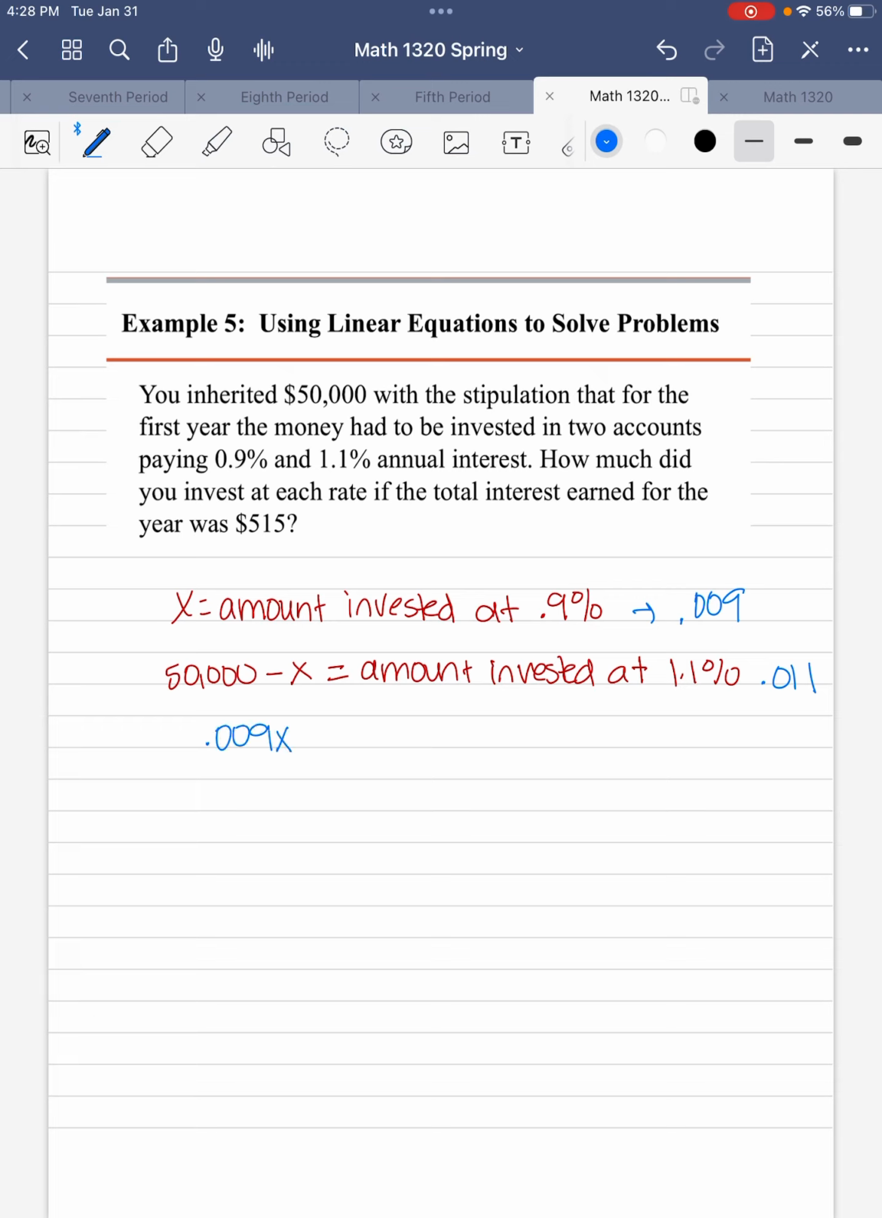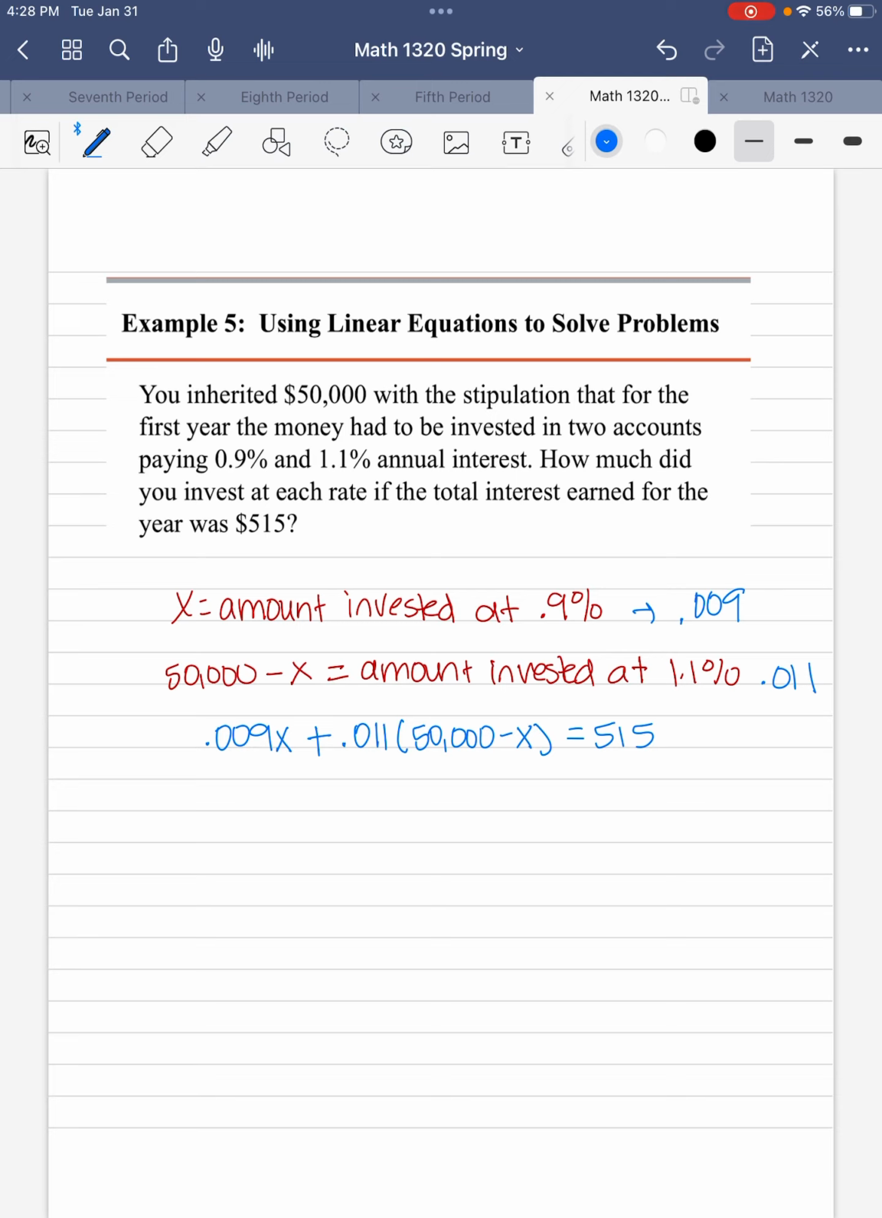0.009x. That means the money that we invested at the 0.9% plus the money we invested at the 1.1%. And we know that our total interest earned was 515. So we need to solve this.